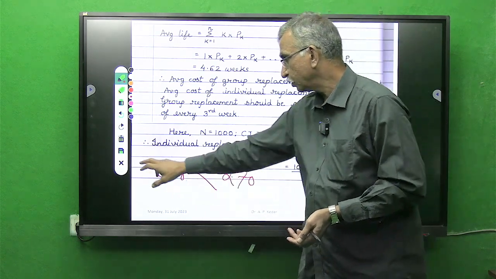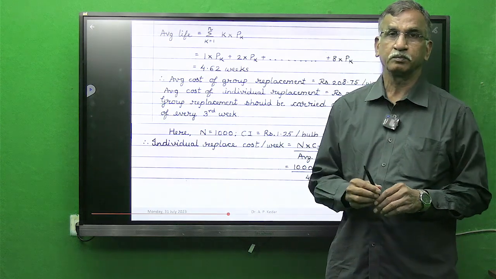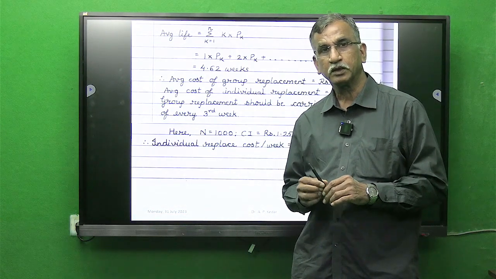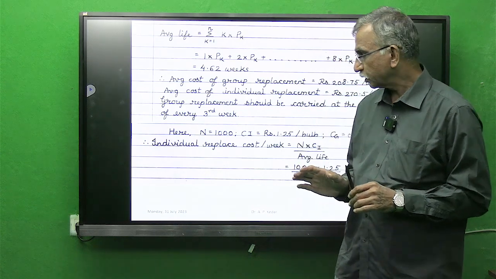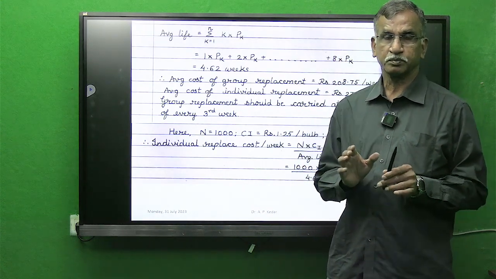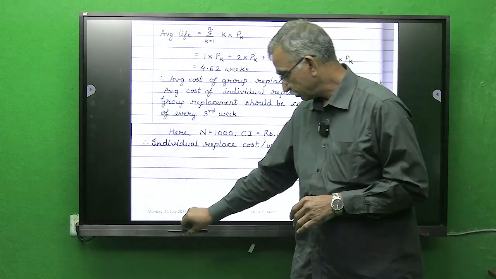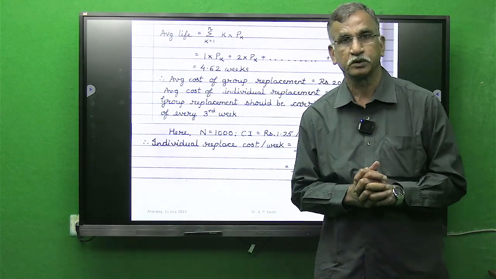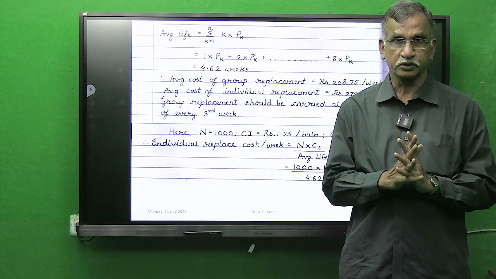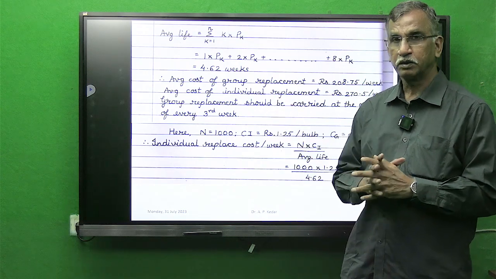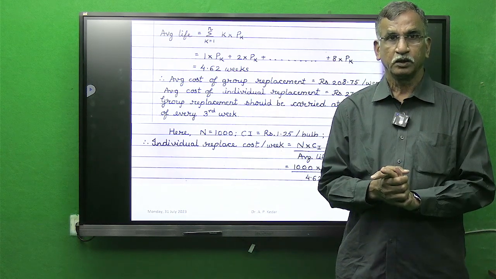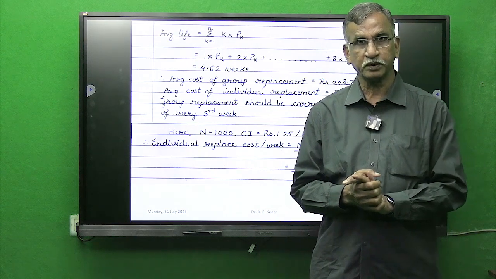So this is how, in real life, problems pertaining to replacement models are analyzed. So here we will stop for this particular unit, and from the next lecture we will start our last unit, unit number 6. Till then, practice all the problems pertaining to individual and group replacement models.